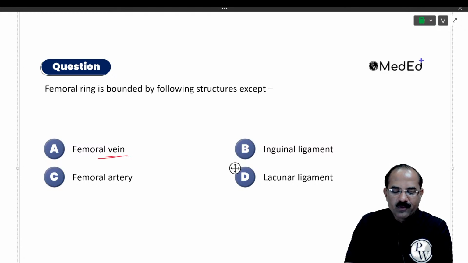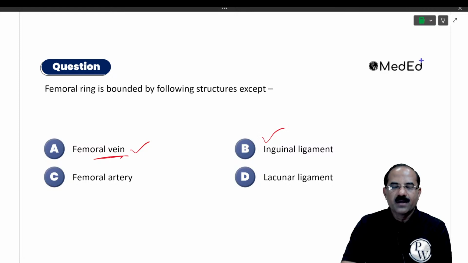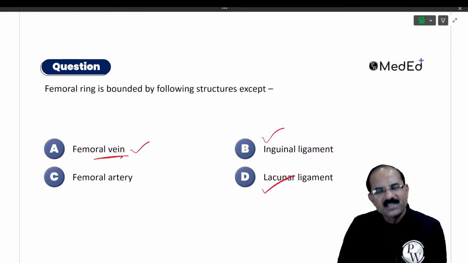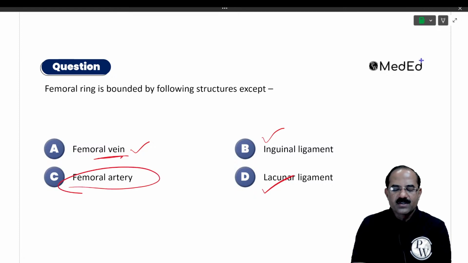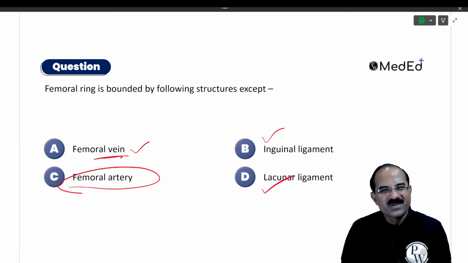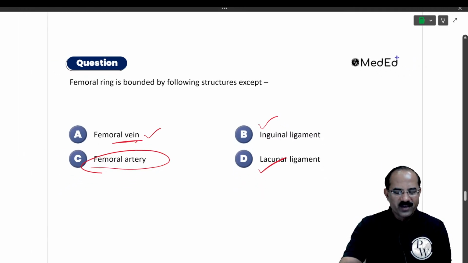Femoral vein. What do you say? Femoral vein, yes, it is the lateral boundary. Correct. Inguinal ligament, yes, it's the anterior boundary. Lacunar ligament, correct, it's the medial boundary. So what does not form the boundary of the femoral ring? That's the femoral artery. Very good, bachcho.